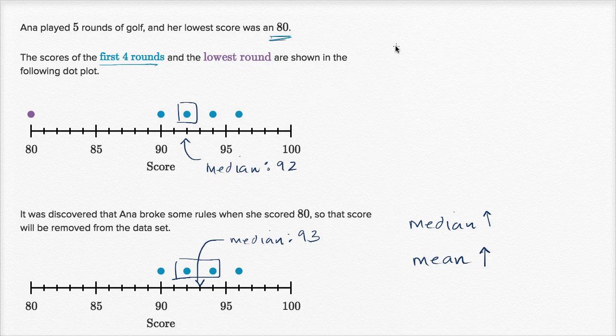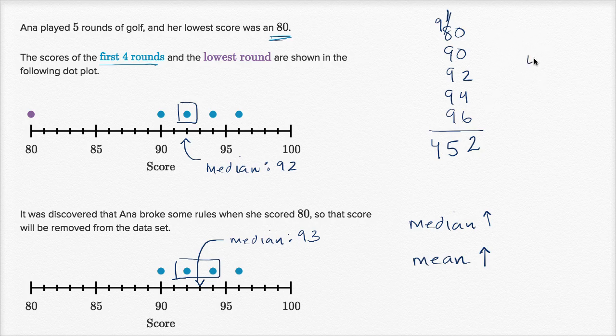So let's calculate the mean over here. We're going to add 80 plus 90 plus 92 plus 94 plus 96. Those are our data points. And that gets us 2 plus 4 is 6, plus 6 is 12. And then we have 1 plus 8 is 9. These are 9, and you have another 9, another 9, another 9, another 9. You essentially have 5 9s right over here. So this is going to be 452. That's the sum of the scores of these 5 rounds. And then you would divide it by the number of rounds you have. So it'd be 452 divided by 5.